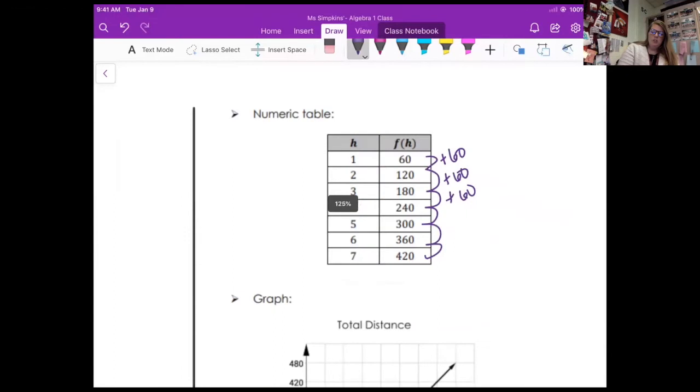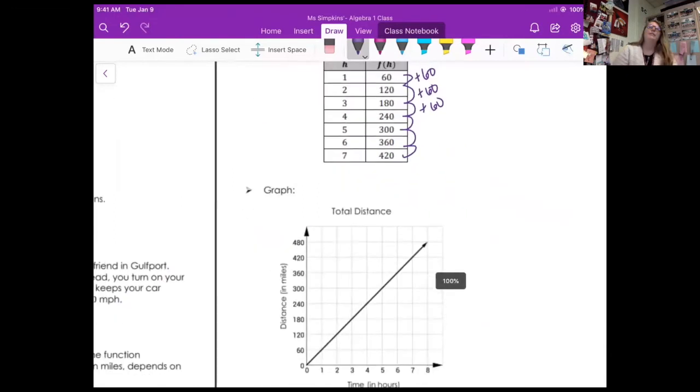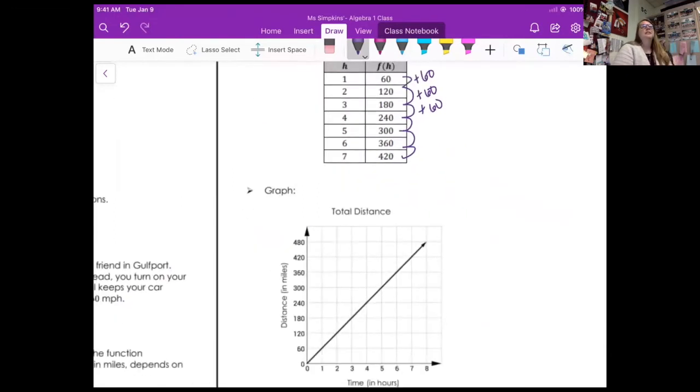Last thing is the graph. How do I know if that graph is linear? It's a straight line, right? As long as it makes a straight line, it would be considered a linear graph. So are we good with linear? Okay, so let's look at quadratic.